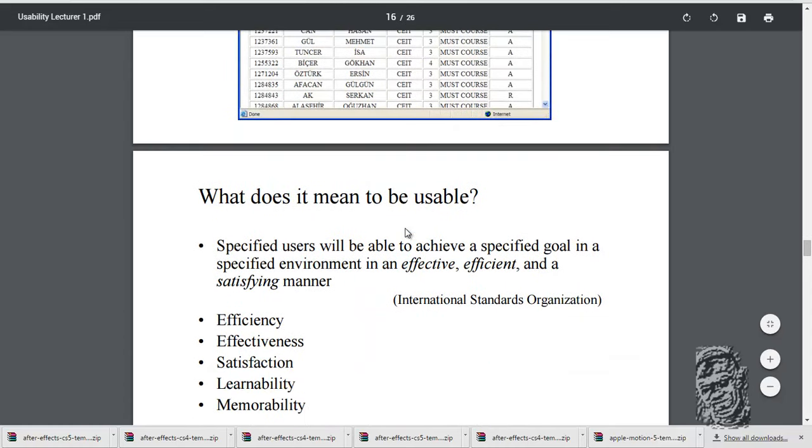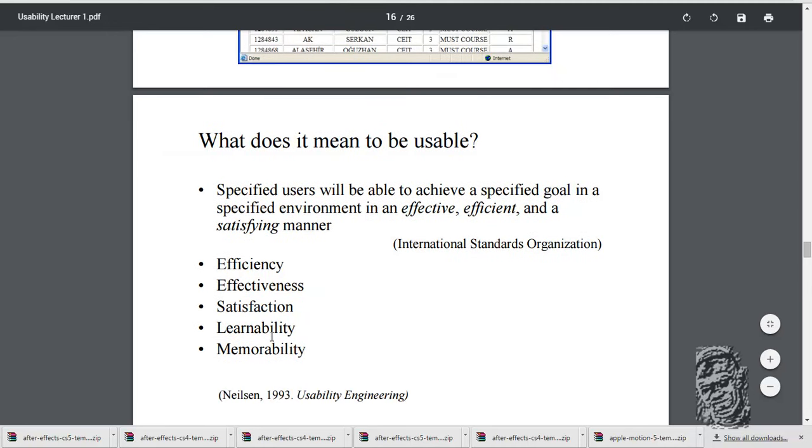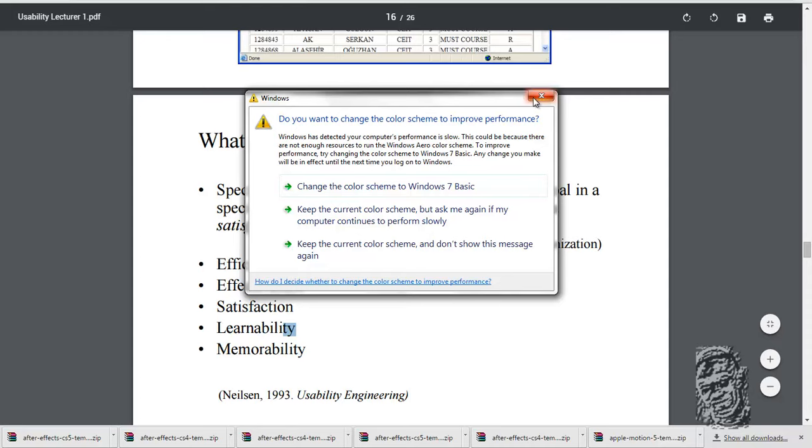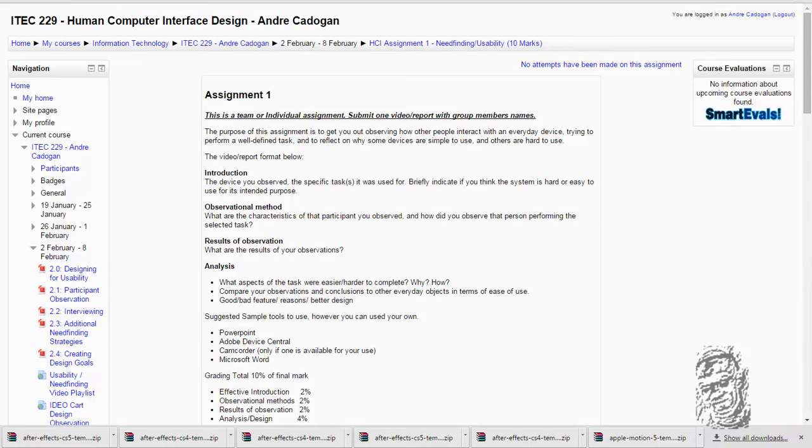When you're assessing the whole concept of usability and what it means to be usable, you have to look at the ISO standards, the International Standards Organization. So you're going to have to tell me specifically what type of goal you're trying to achieve in your assignment when you observe the person, whether it is effective, efficient, extremely satisfying, and so on. What about the learning curve, is it easy to learn, and what about memorability as well. So if you look at your assignment 1 here, this is a perfect example of one. The assignment will give you in detail what you really need to do.